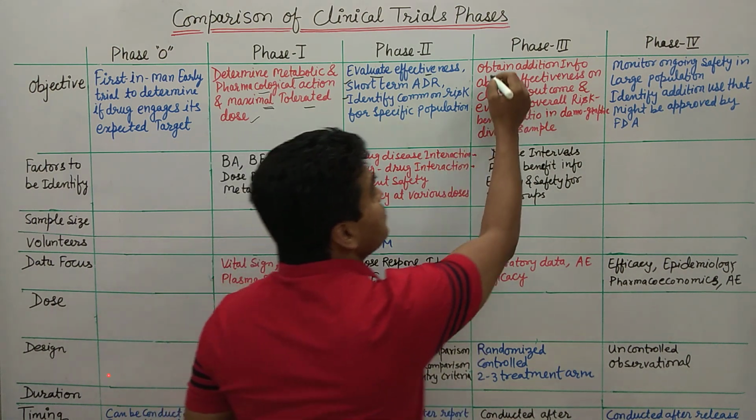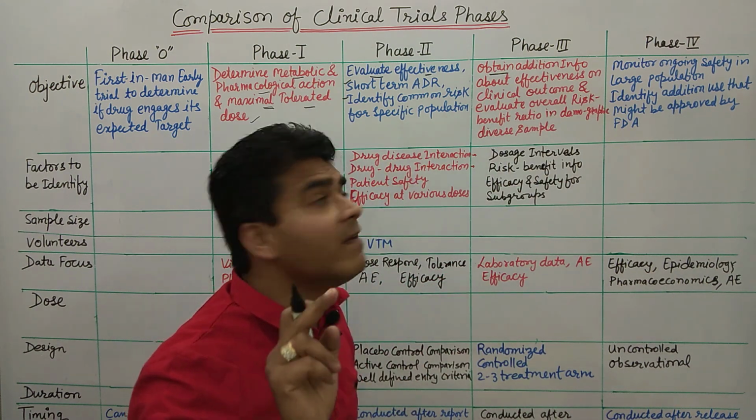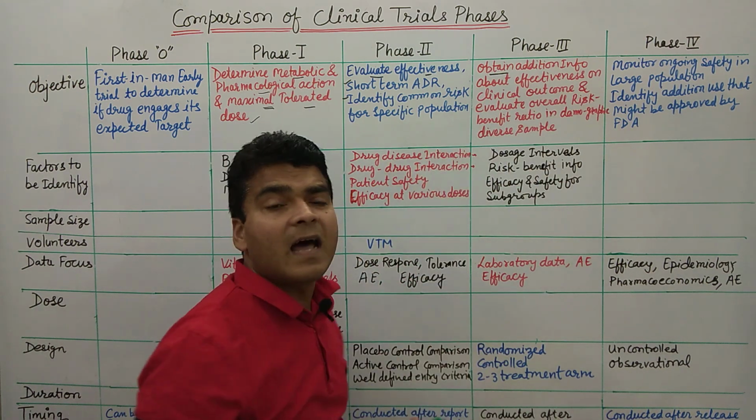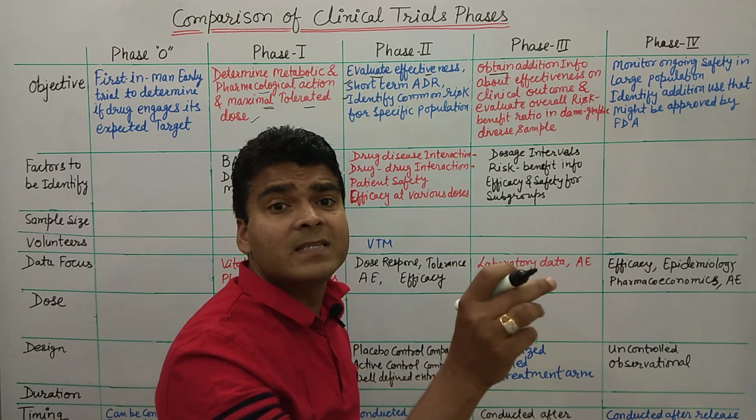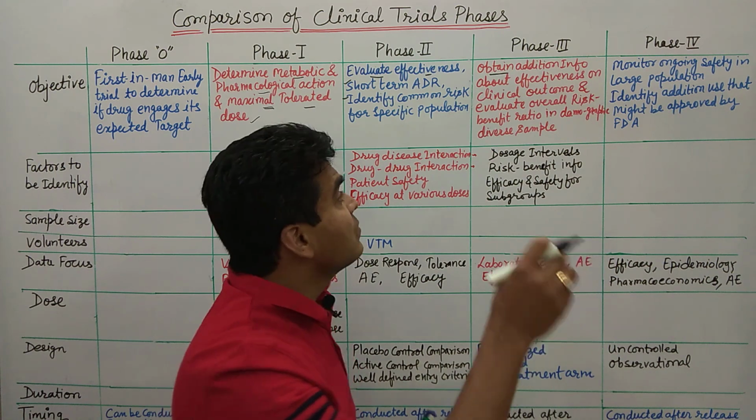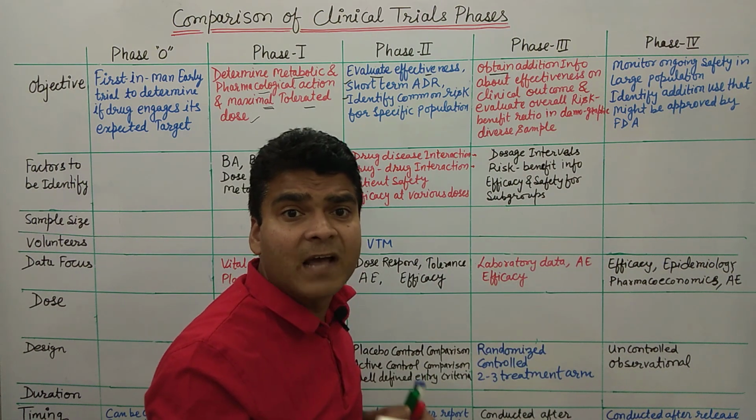And then the phase 3 objective. The objective is to obtain additional information about effectiveness on clinical outcome. Suppose our clinical outcome is to treat cancer. So what is the effectiveness of this lead compound which we have selected?